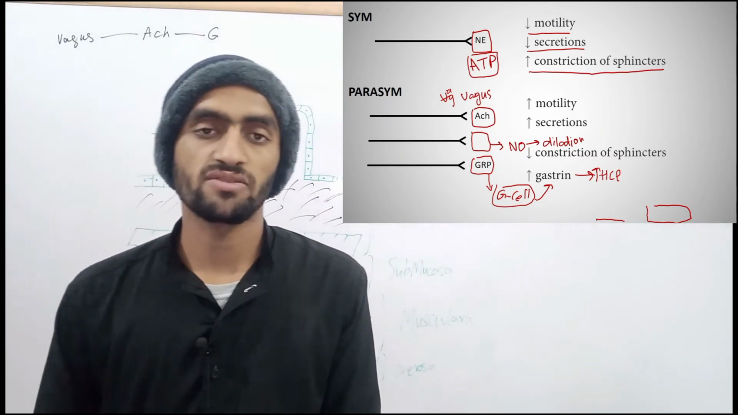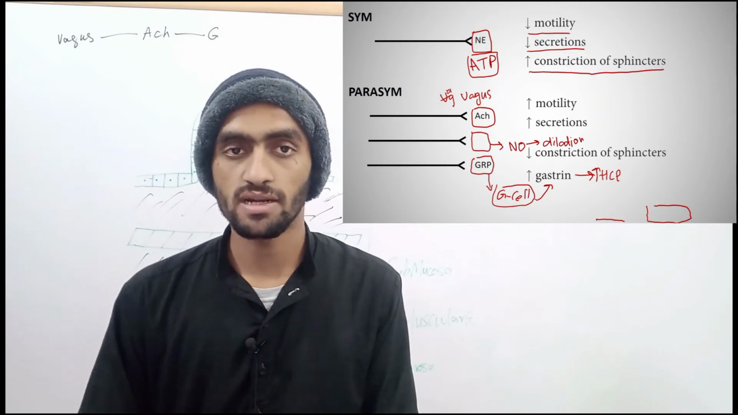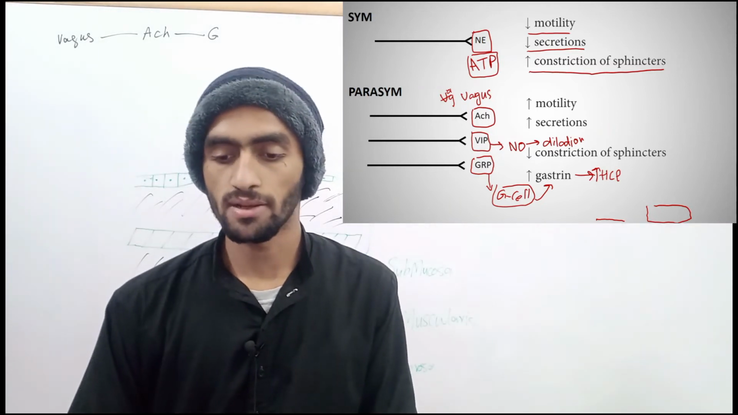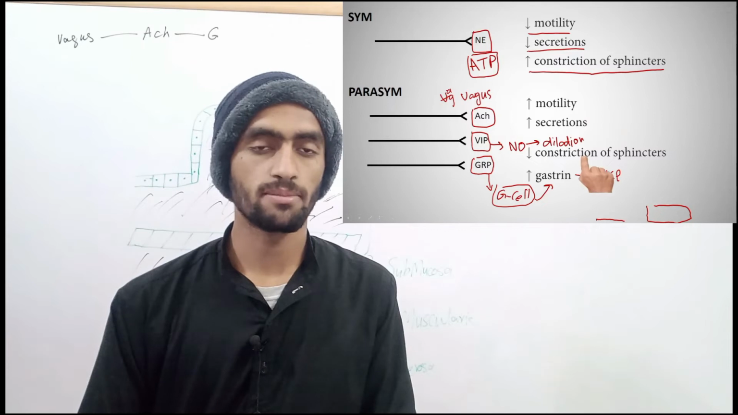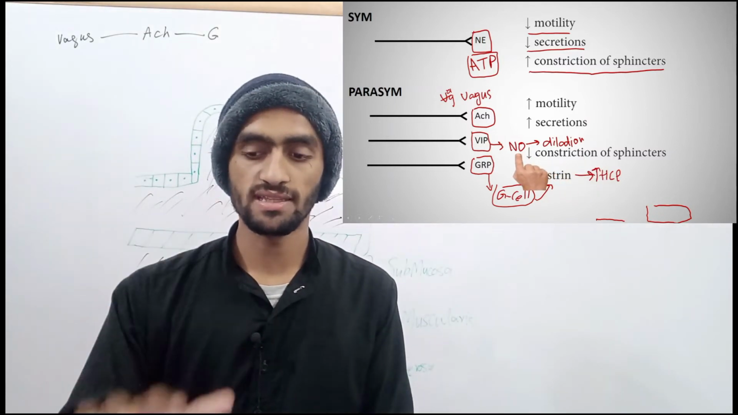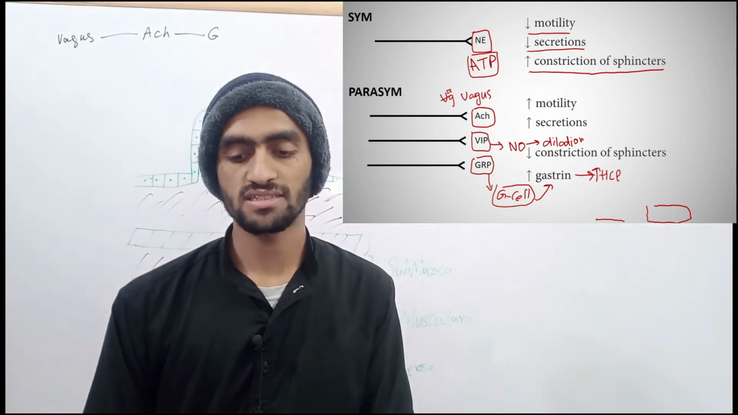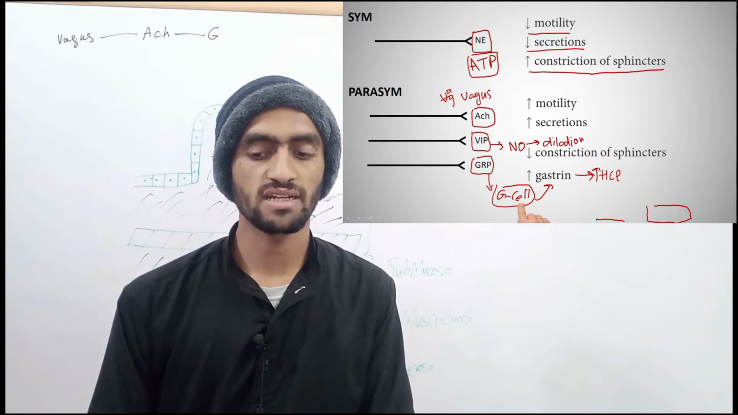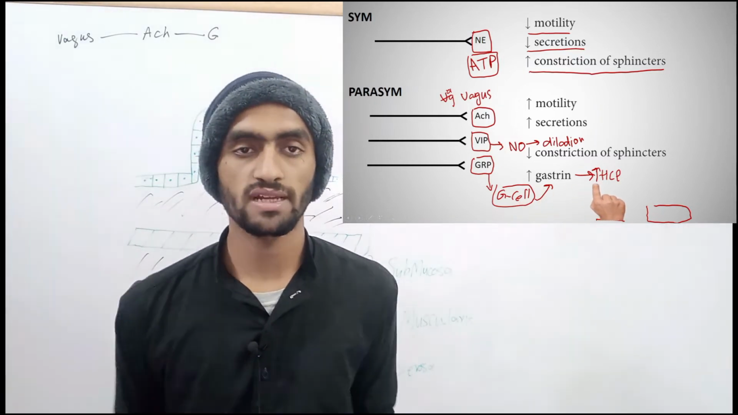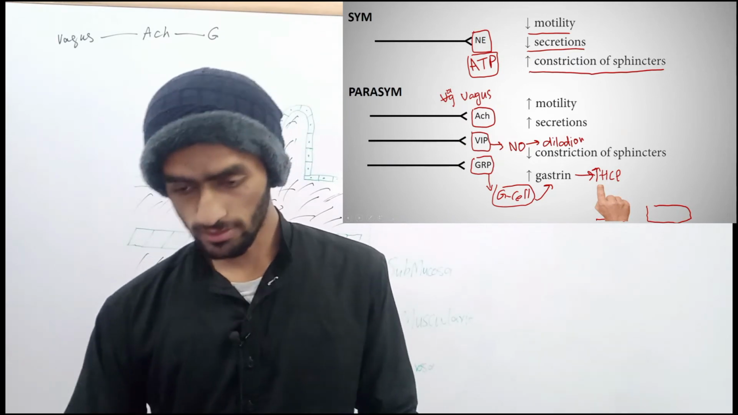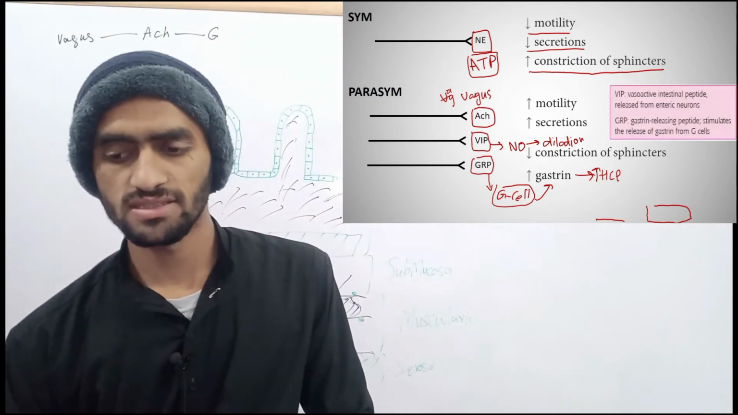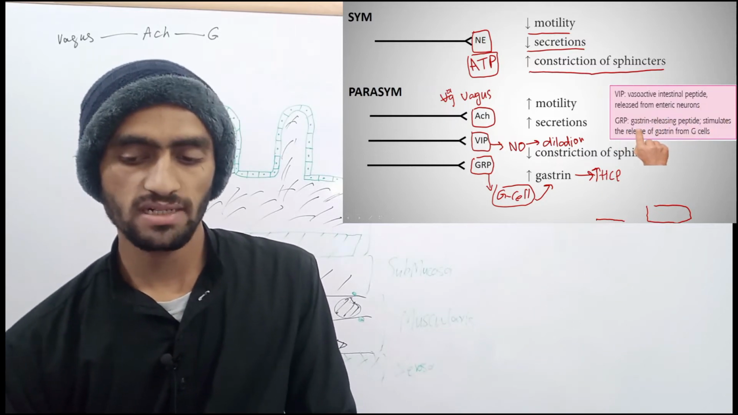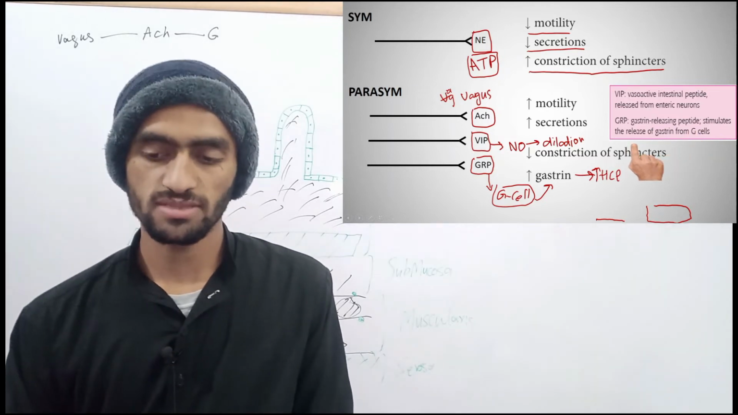But the constriction of sphincter is decreased, meaning they are dilated. How are they dilated? By VIP, vasoactive intestinal peptide. They liberate nitric oxide, which dilates the sphincter, and another, gastrin releasing peptide, which stimulates G cells to secrete gastrin, which stimulates HCl, hydrochloric acid, which digests the food. Vasoactive intestinal peptide is released from enteric neurons. GRP, gastrin releasing peptide, stimulates the release of gastrin from G cells.